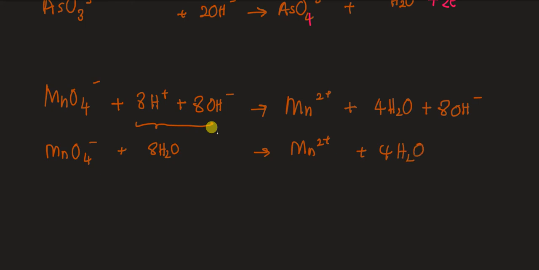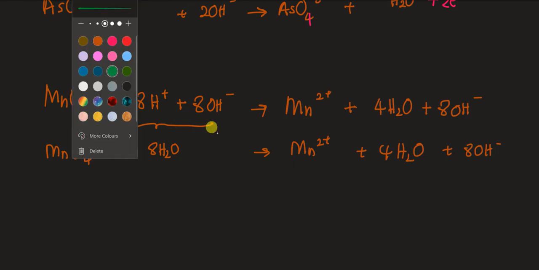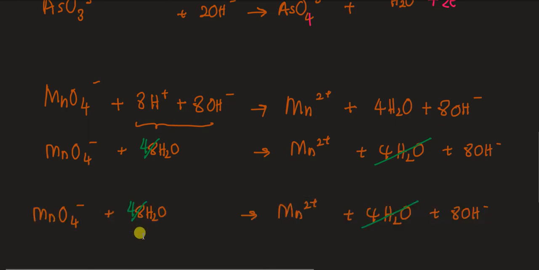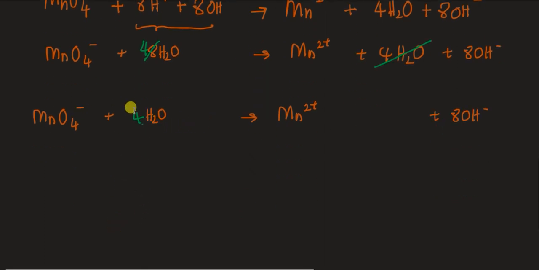That's 4H2O plus 8OH minus. Okay, so what we can do now is cancel the repeating terms. On the left hand side, we have 8 water molecules, and on the right hand side, we have 4 water molecules. So this can be cancelled, and here this will be left with 4. 8 minus 4 equals 4. So now I'm just going to copy this down. Okay, so this is 4H2O, and this here can be cancelled out. Okay, so now what we need to do is balance the charges.